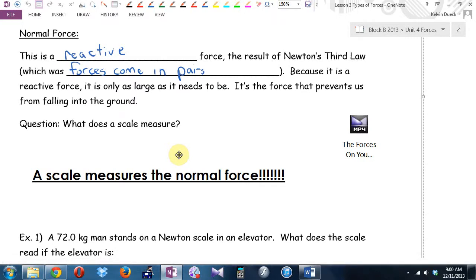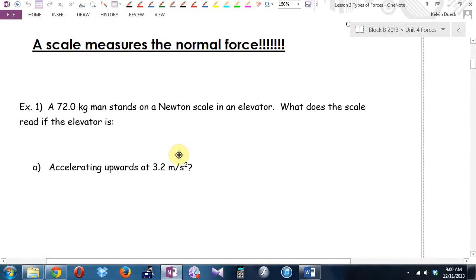What does a scale measure? A scale measures how hard the ground pushes up against you. A scale measures normal force. And this gives us to, I like this question, elevator questions. You're going to have 3 or 4 elevator questions on your test. So read along with me.